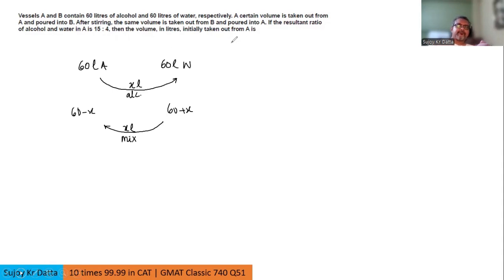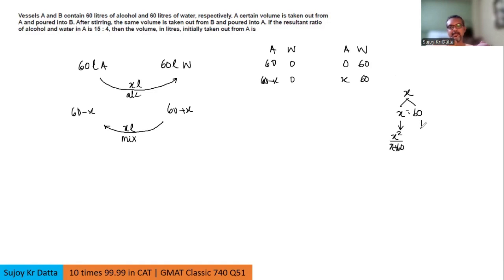So one way is obviously we make a table. Here you have alcohol, water, starting 60, 0, 0, 60. X is gone. So 60 minus X, 0, X, 60. Now the same volume has to be taken out. So the ratio is X is to 60. When X liters is taken out in the ratio X is to 60, this would be X over X plus 60 times X, so X squared by X plus 60. And this would be 60X over X plus 60.